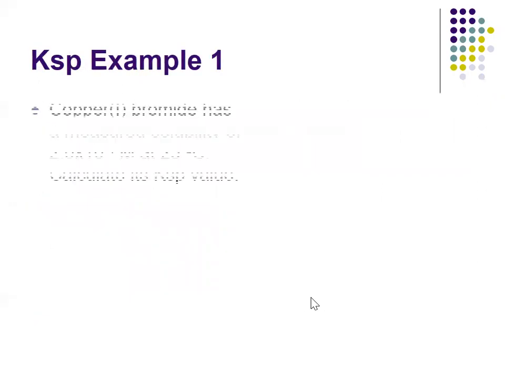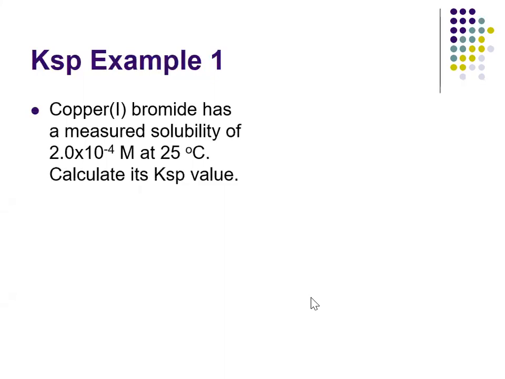So here's our first KSP example. These are icebox problems. Calculate its KSP value. In order to write the KSP, you need a chemical equation. So how would you write copper(I) bromide dissolving in water? What would that equation be?